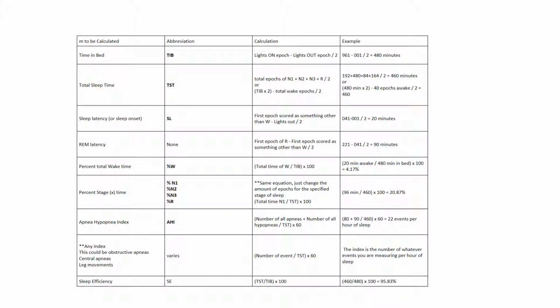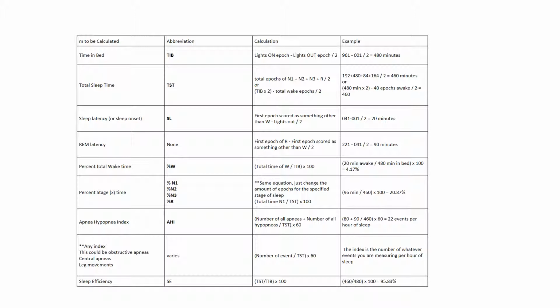Now, why would we want that? Well, because time in bed does not mean time asleep. So it is important to differentiate how much time they were actually in bed versus how much of that time they were asleep. So our next calculation down is total sleep time, abbreviated TST, and this is the total epochs of all the stages of sleep divided by 2. So it's N1 sleep, N2 sleep, N3 sleep, and R. Add up all those numbers and then divide it by 2.